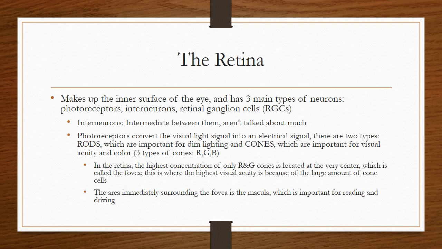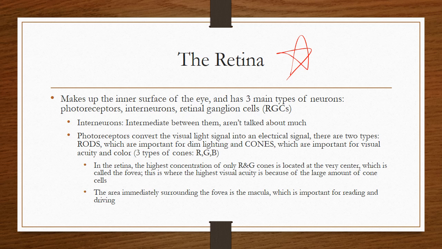So this is probably the most important part of this chapter, which talks about the retina. If you're going to study for the Brain Bee, I would recommend that you focus on this because there's a lot of stuff that you need to know about the retina. The retina makes up the inner surface of the eye, and it has three different types of neurons: photoreceptors, interneurons, and retinal ganglion cells, or RGCs. We'll talk about them all, and then we'll have a diagram where we explain how the signals pass through. First of all, let's talk about interneurons.